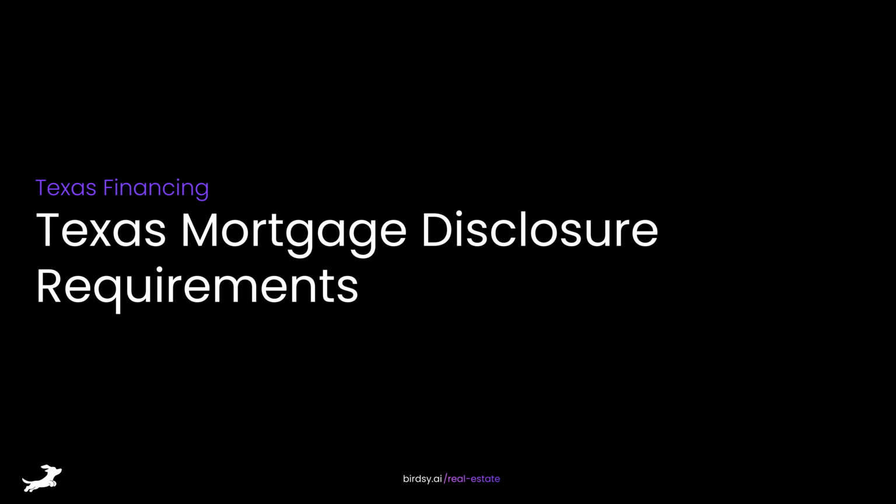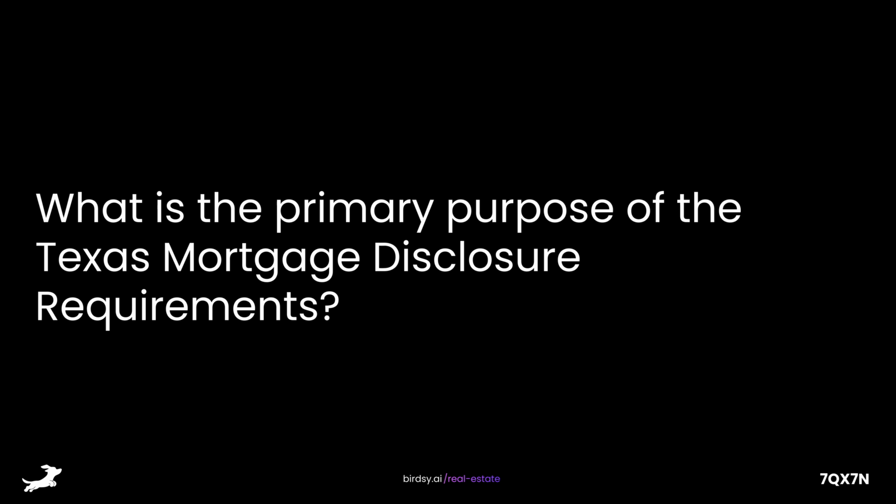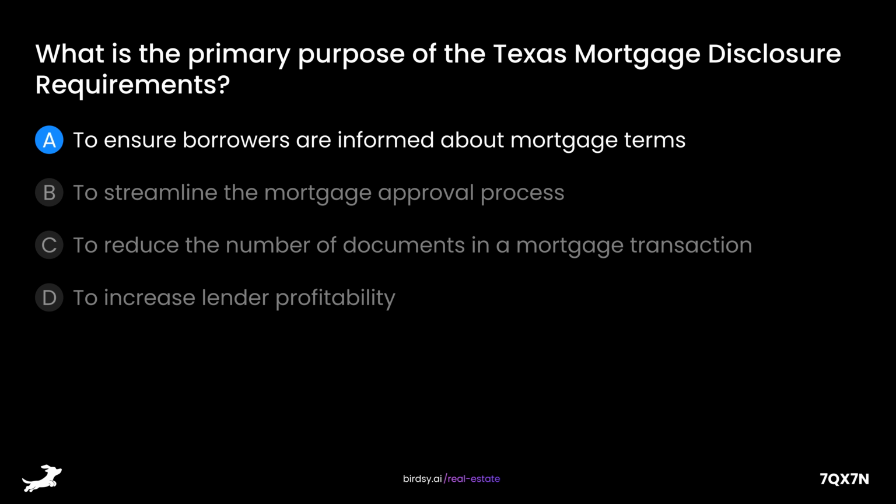Texas mortgage disclosure requirements. What is the primary purpose of the Texas mortgage disclosure requirements? Is it A, to ensure borrowers are informed about mortgage terms? B, to streamline the mortgage approval process? C, to reduce the number of documents in a mortgage transaction? Or D, to increase lender profitability? The answer is A, to ensure borrowers are informed about mortgage terms.